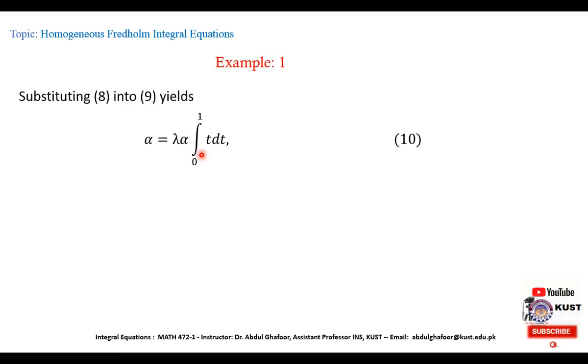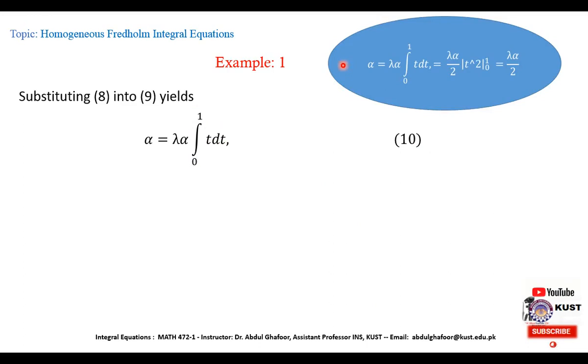Here we have this integral, integral from 0 to 1 t dt, so we first evaluate this integral. Alpha is equal to lambda alpha integral from 0 to 1 t dt. The integration of t with respect to t is t square divided by 2, so lambda alpha by 2 t square from 0 to 1. Applying the upper and lower limits, we get lambda alpha divided by 2. So the value of alpha is equal to half lambda alpha.